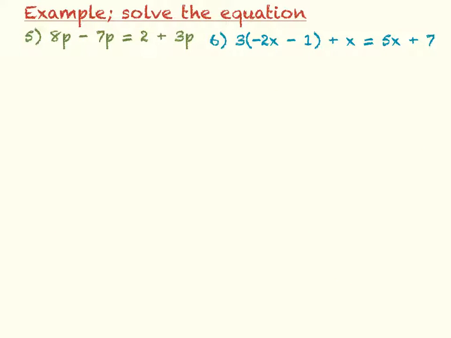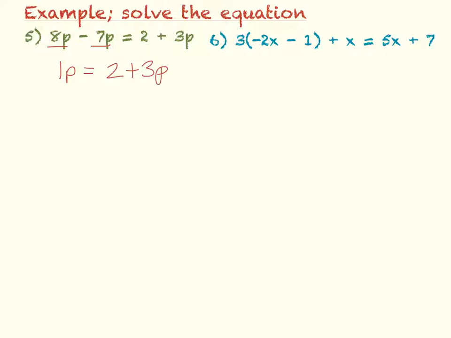For example 5 here, we have 8p minus 7p equals 2 plus 3p. So when we simplify, we've got to put our p's together. So 8 minus 7 is actually 1p equals 2 plus 3p.